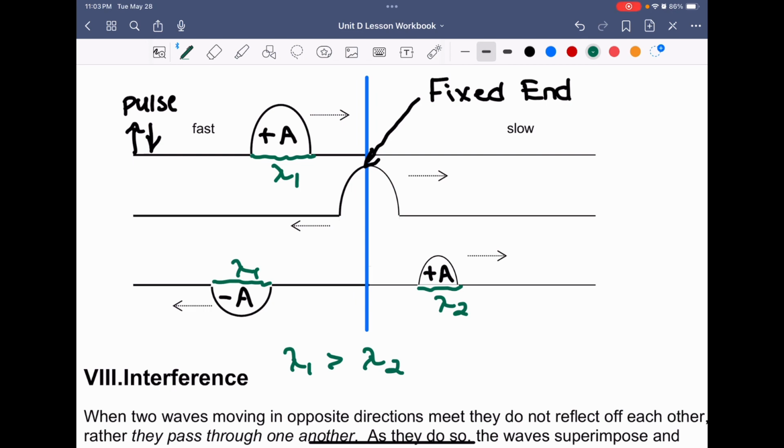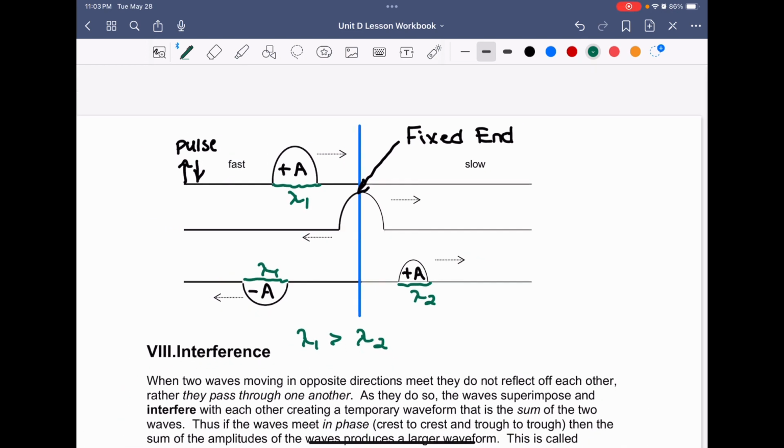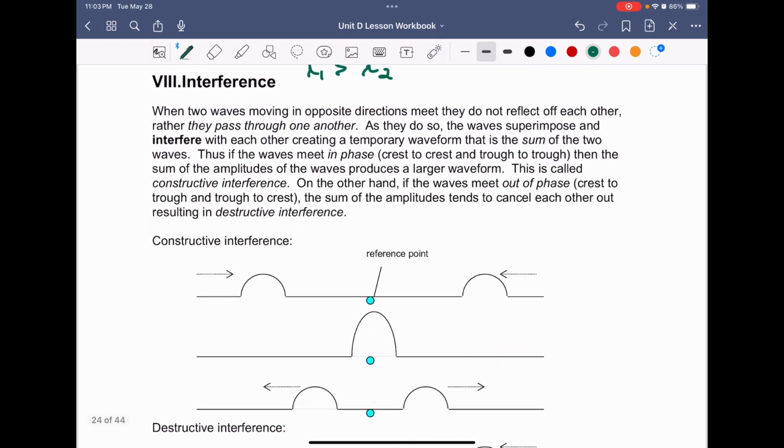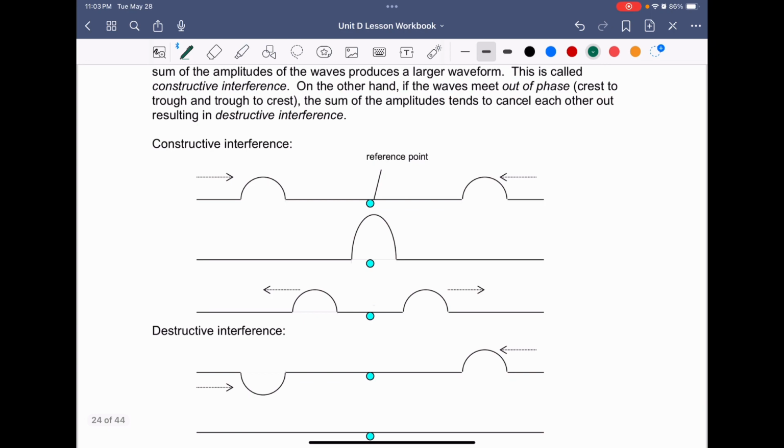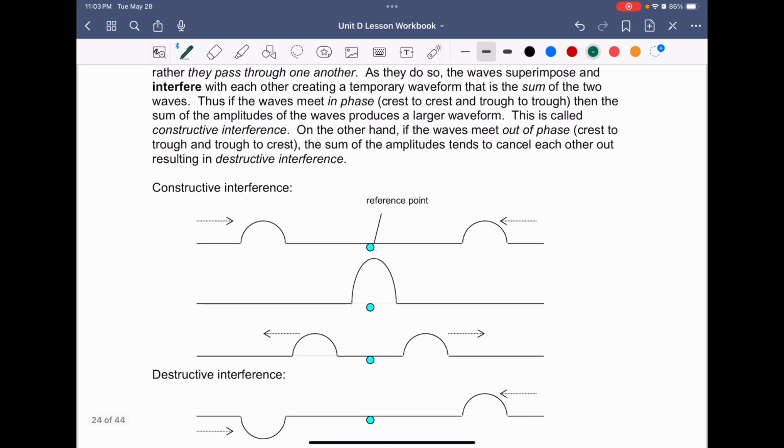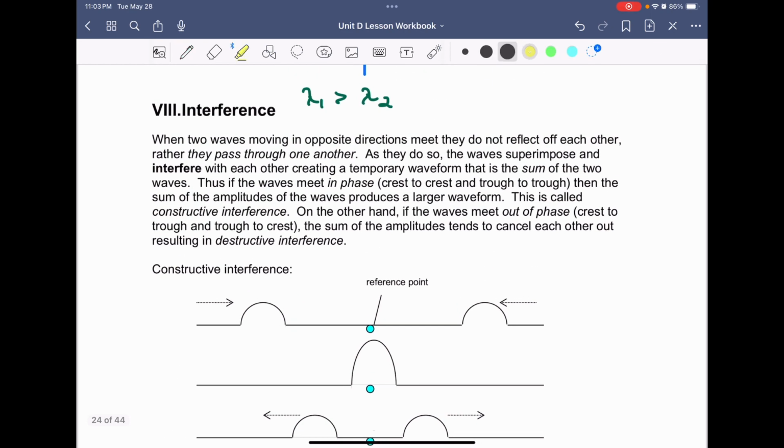All right, lastly, we want to go into interference. Interference is this big topic which says what happens when waves cross over each other, or what happens when they meet each other. In the notes, what they do is the following, and we'll go specifically through this. When two waves move in opposite directions and they meet, they do not reflect each other, rather, they pass through one another. So that is a very important thing to note.